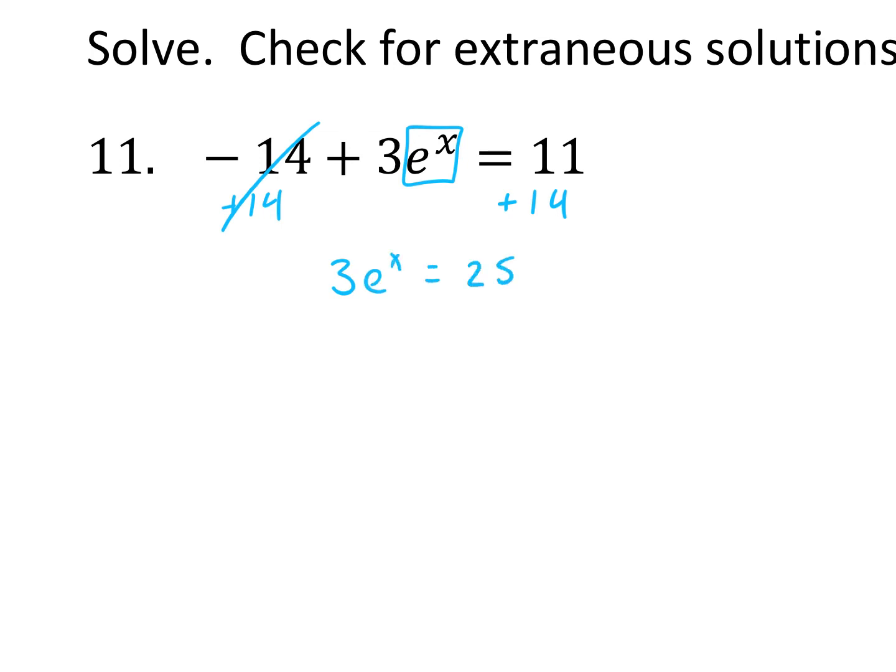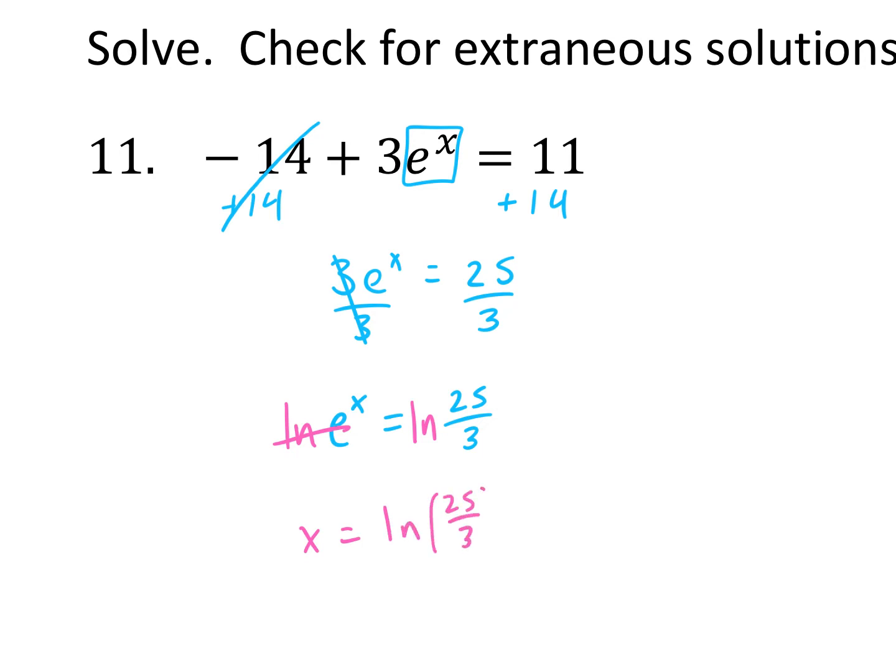Then what would I do? Divide by 3. So e to the power of x is equal to 25 over 3. And then what would be next? Take the ln of both sides, because the ln of e cancels. So x is equal to the ln of 25 over 3. And we would just put that in the calculator. And what do we get? 2.12.